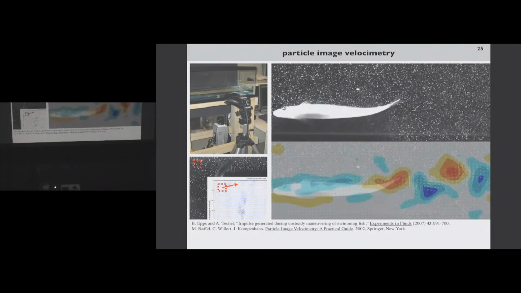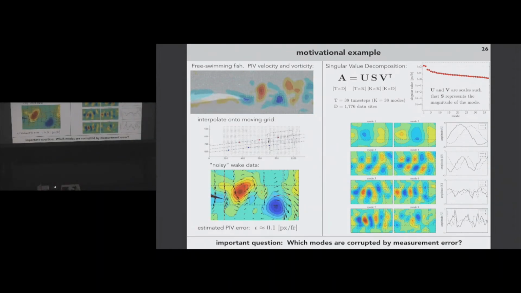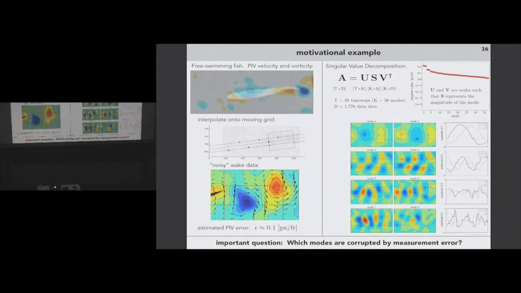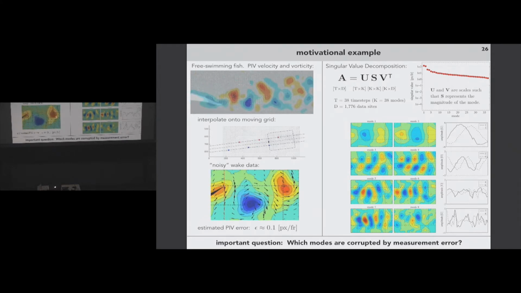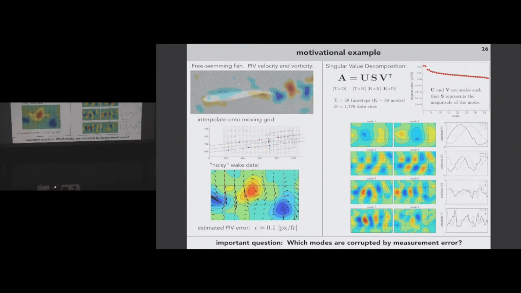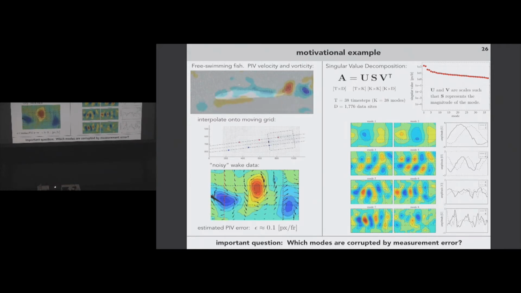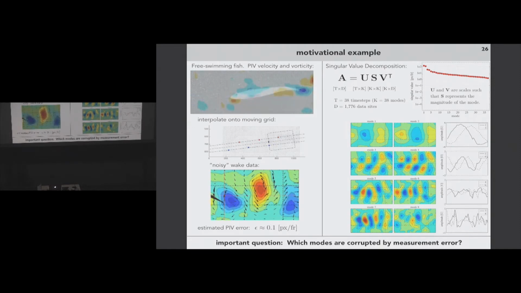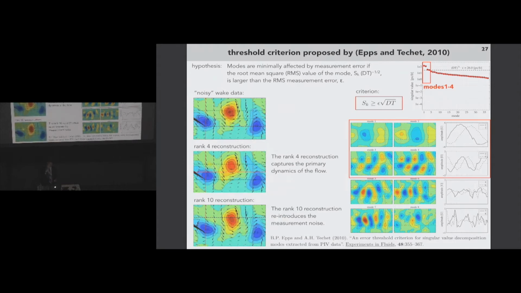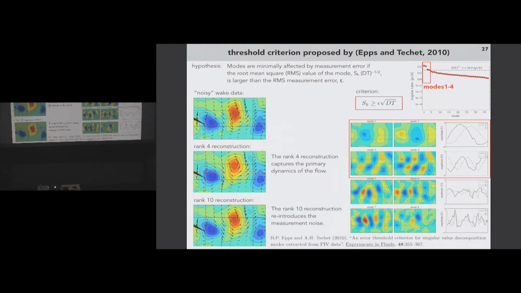So I wanted to do the SVD of that. What I did was I took a moving grid, and I interpolated these data on this grid moving with the fish's tail, so I got this noisy wake data. And then I did this matrix factorization, so then I got these spatial mode shapes, the temporal mode shapes, and the singular values. And I asked the question, which of these modes are corrupted by error? And so 8 years ago, I had done this, and I came up with this hypothesis.